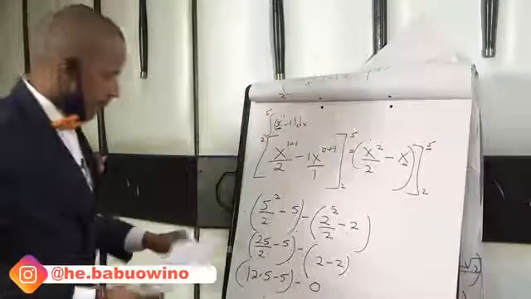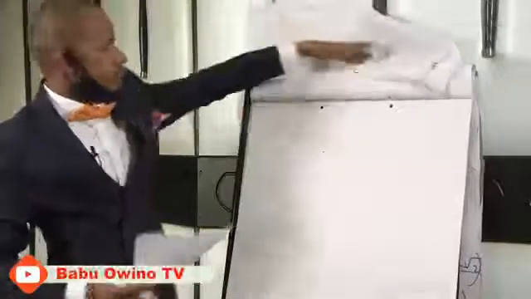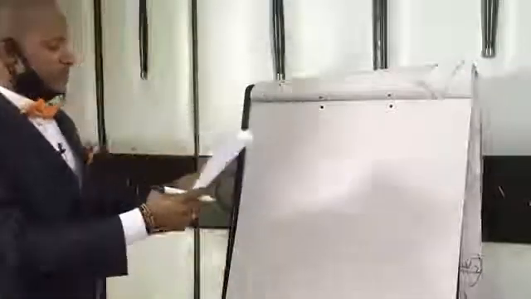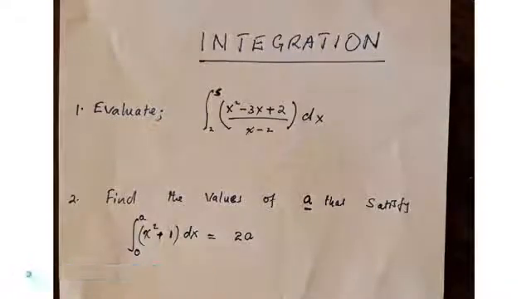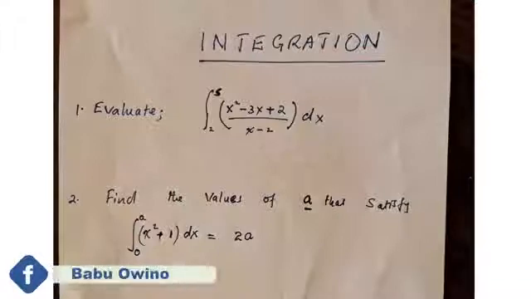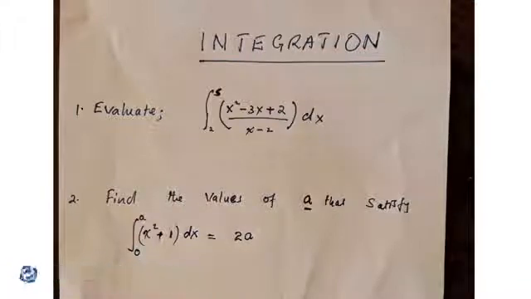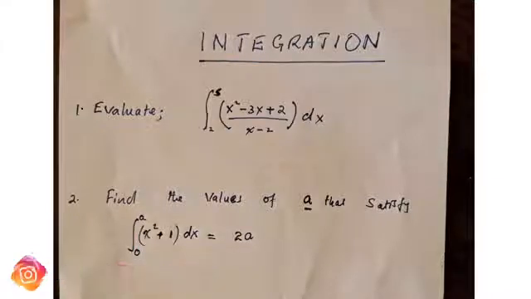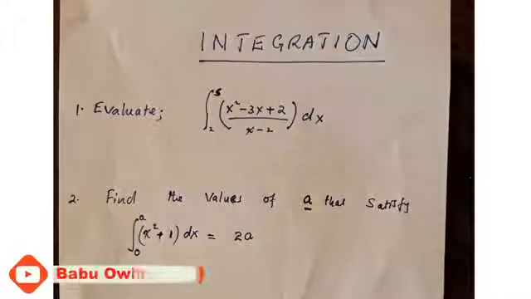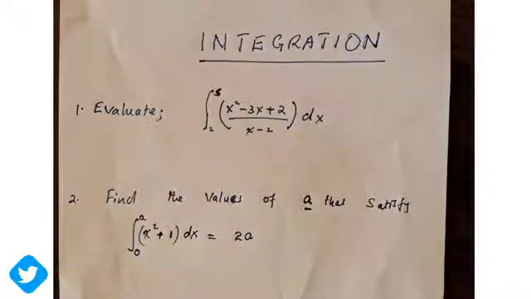Finally, find the value of a. That's question number 12. Find the value of a that satisfies the limits a and 0 of x squared plus 1 dx equals 2a. I want us to be very careful here. It's just a matter of being keen. We first of all have to integrate this.